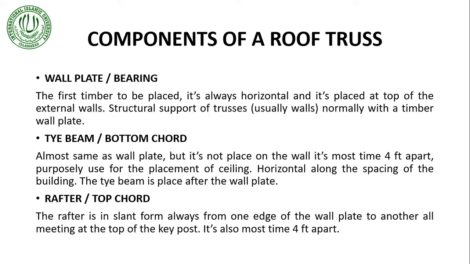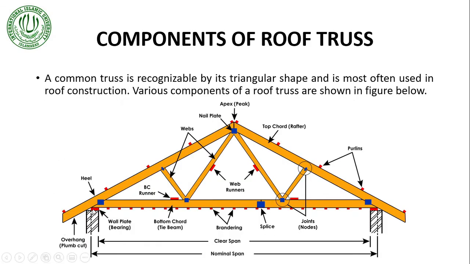This is the first timber to be placed. It's always horizontal and it's placed at the top of the external walls. It provides structural support for trusses, usually on walls, normally with a timber wall plate. Okay, so here is the wall plate or bearing. Once we have constructed these exterior walls, the first thing we place on them is this wall plate or bearing.